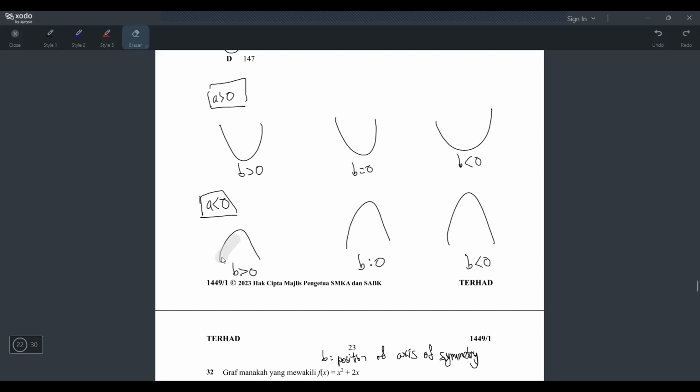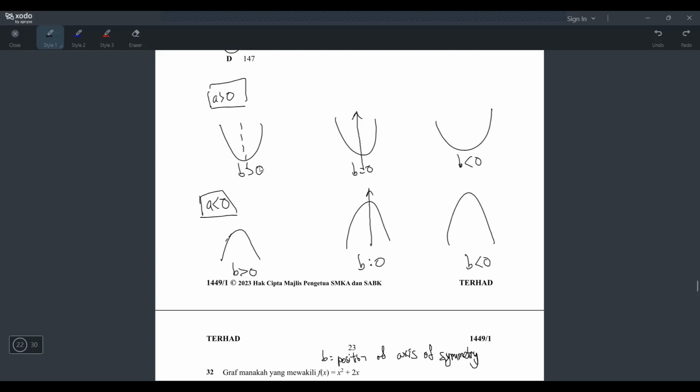And also if A is, okay, correct. So remember this. If your A is positive, it will be U shape. And if A is negative, it will be N shape, right? But if your B is 0, your axis of symmetry will be in the middle. It means the y-axis will be your axis of symmetry. Same with this case. If B is 0, the y-axis will be your axis of symmetry. Okay, but if your B is bigger than 0, your axis of symmetry will be on the right side of the y-axis. Sorry, will be on the left side.